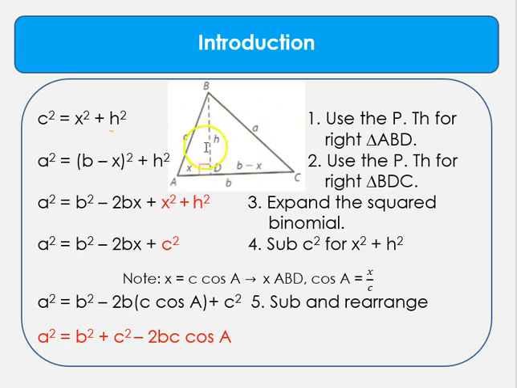We have a triangle ABC. It is not a right triangle, but it does have acute angles. We are going to drop an altitude, BD, and we form two right triangles by doing so. We have the first triangle, where c squared, using the Pythagorean theorem, equals x squared plus h squared.